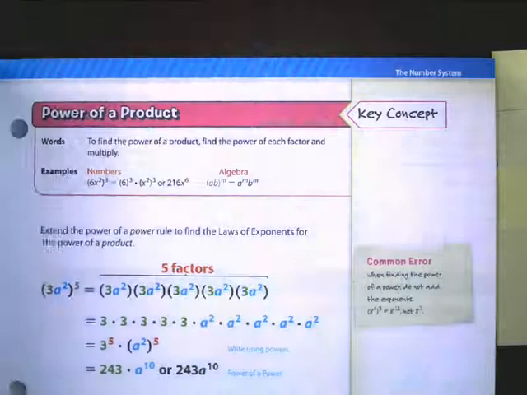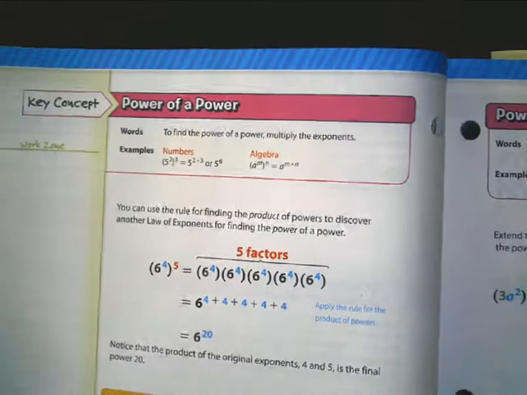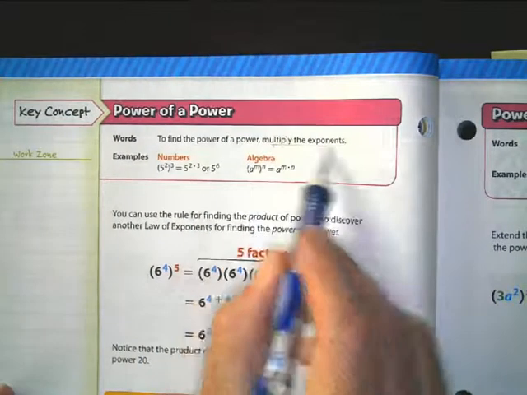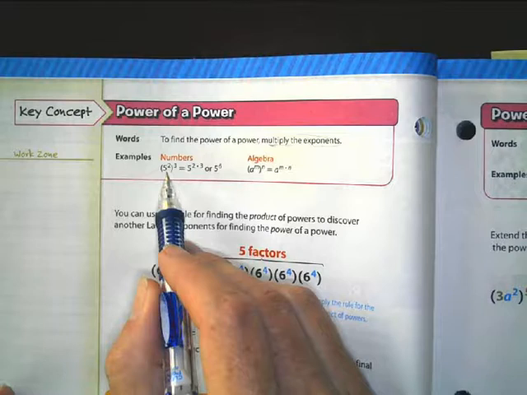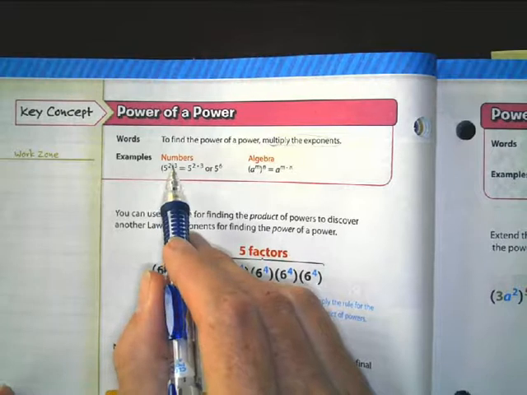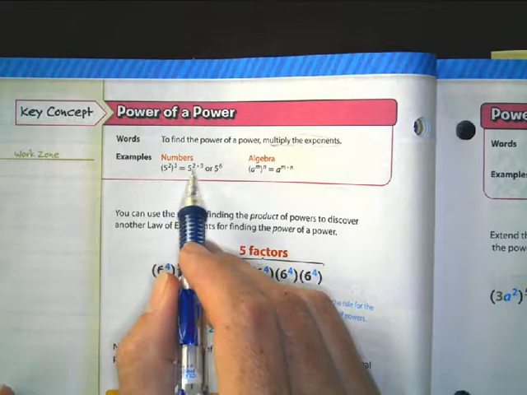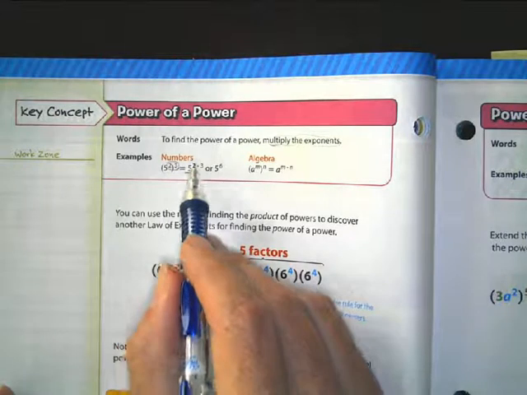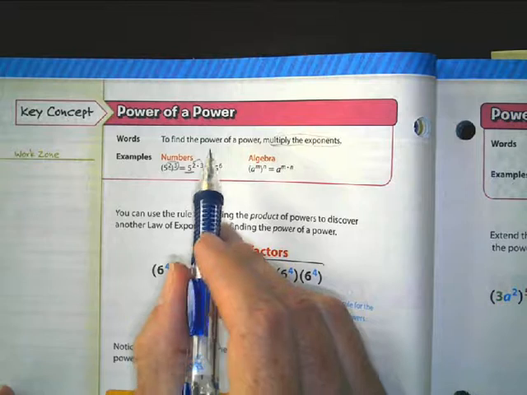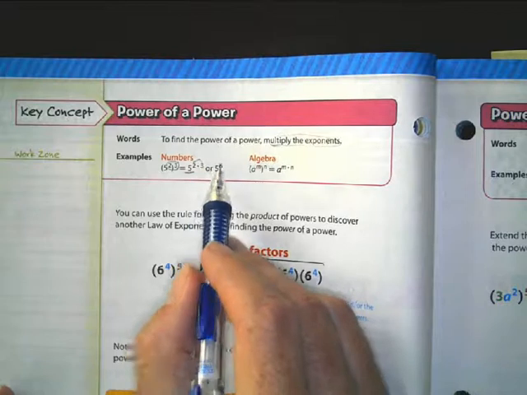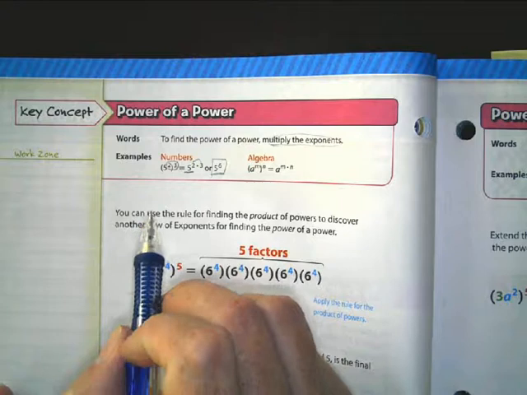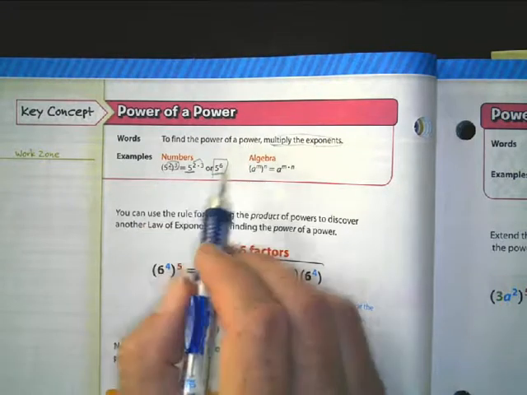All right, the key concept from today's lesson is that to find the power of a power, we multiply the exponents. So if I have 5 to the second power, and that then goes to the third power, I keep my base the same, and I take the two exponents and multiply them together. So this becomes 2 times 3, which is 5 to the 6th. And it works the same with algebra as well. Okay, so that's the basic part there.